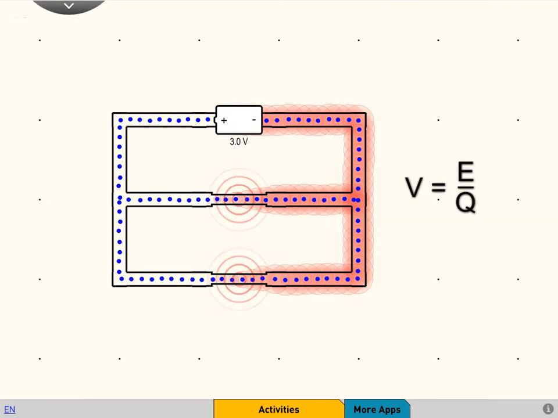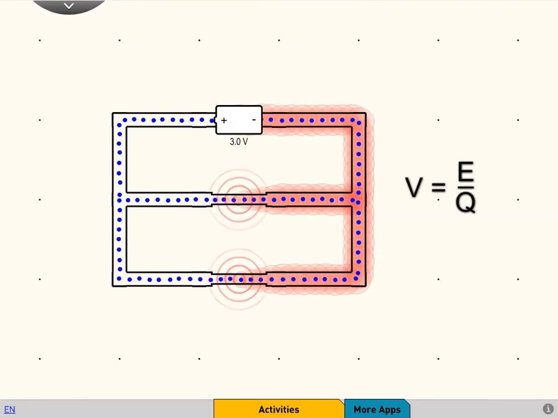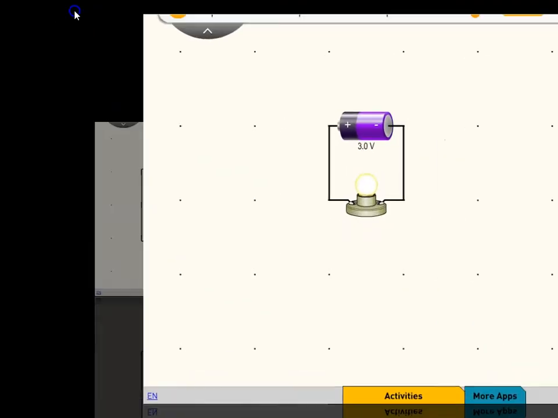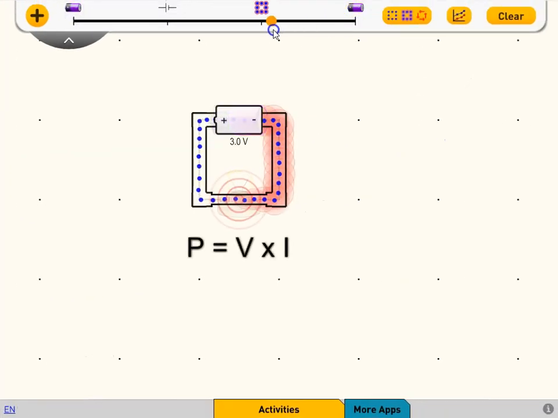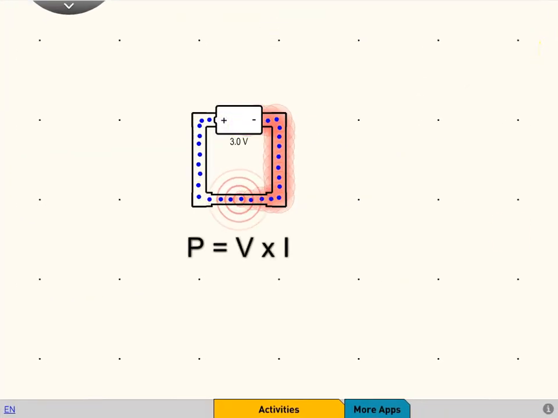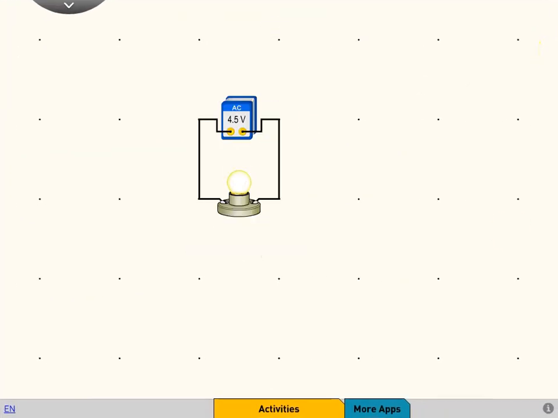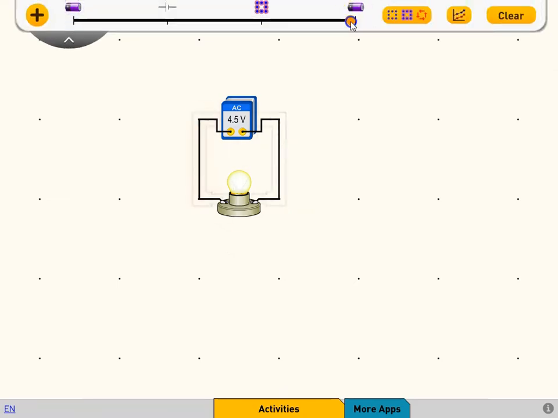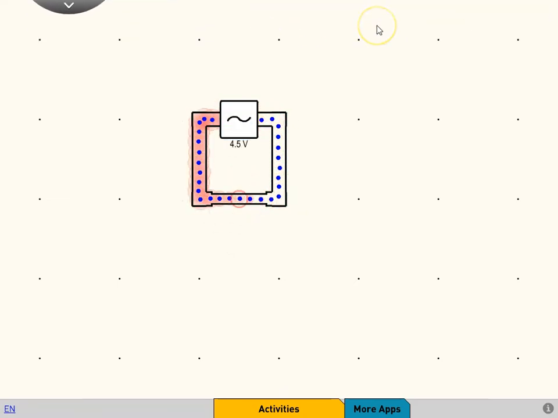It has the V equals E over Q mathematical foundation at its heart. It shows P equals V times I really well. It works really well for AC as well as DC. Most importantly, your students have to get to grips with just one visualization to help them understand all these concepts.